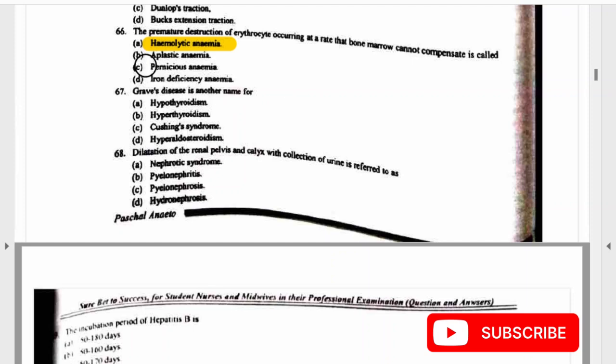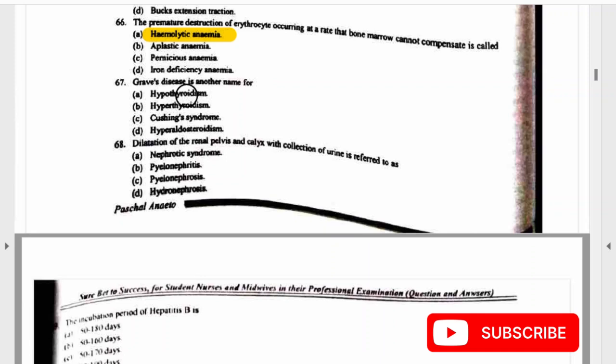So as for C, D, and B, C, and D, they are actually different forms of anemia. For example, let's take iron deficiency. It's when iron is deficient, right? So let's go to the next question.